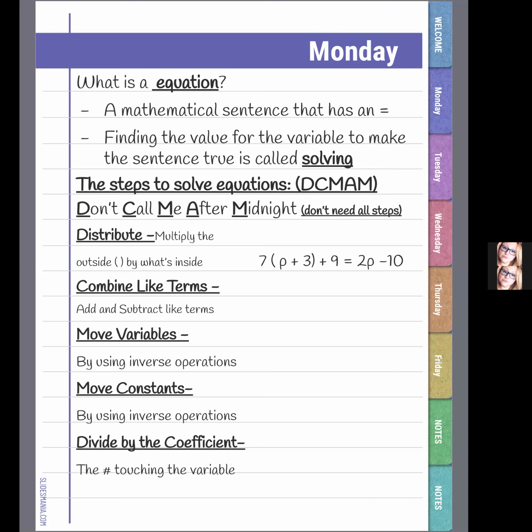So please write these down. A mathematical sentence that has an equal sign is an equation. Finding the value for the variable to make the sentence true is called solving. So we're going to work on solving equations.